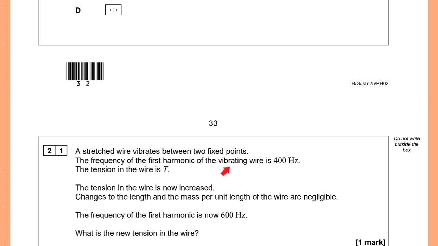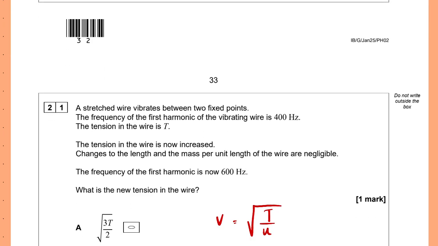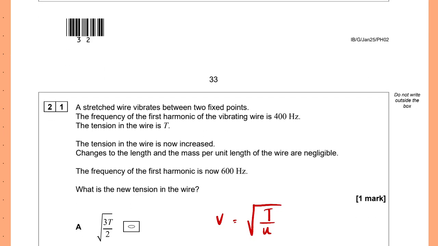A stretched wire vibrates between two fixed points. Frequency of the vibrating wire is this much, tension is T. So you know already what this is talking about. We'll have to use this formula, v equals root T over mu. Tension is now increased, changes to length and mass per unit length of the wire are negligible. And now the frequency is 600, and you are asked for the new tension in the wire.